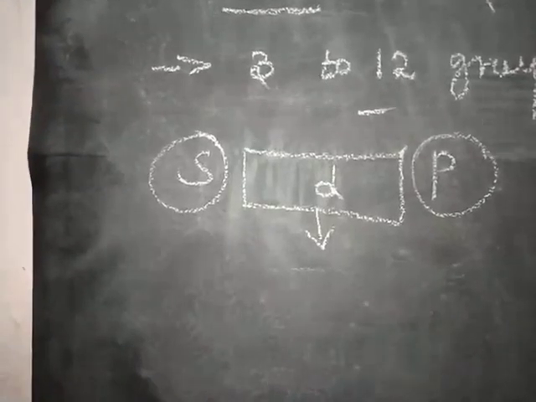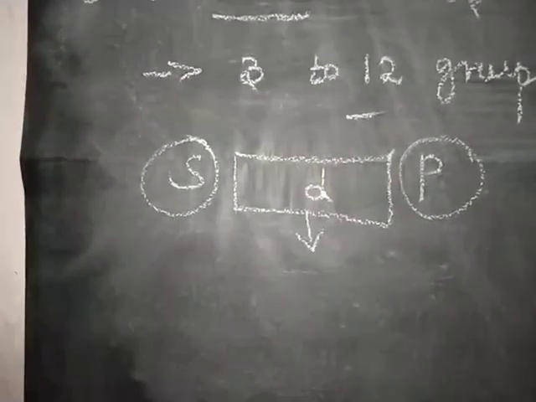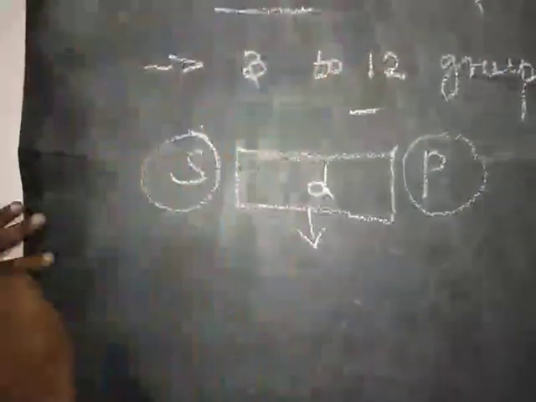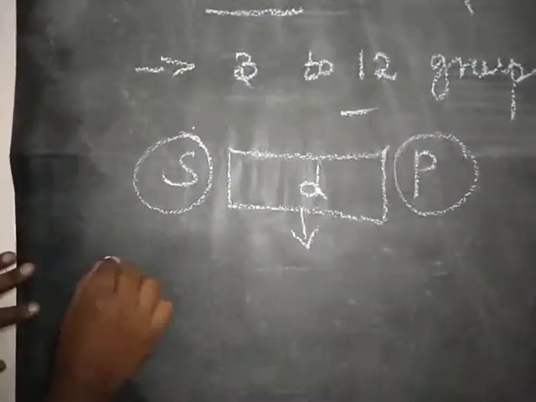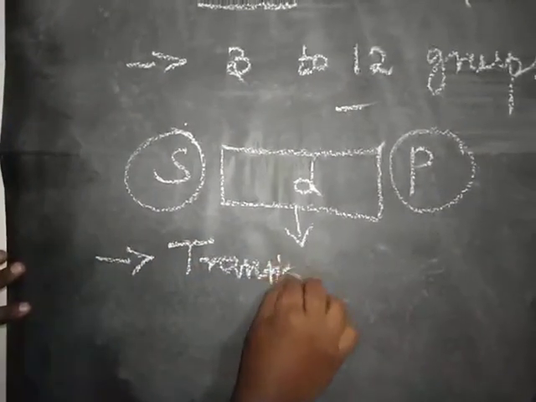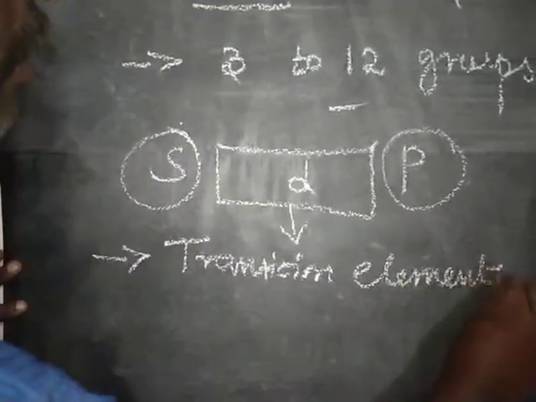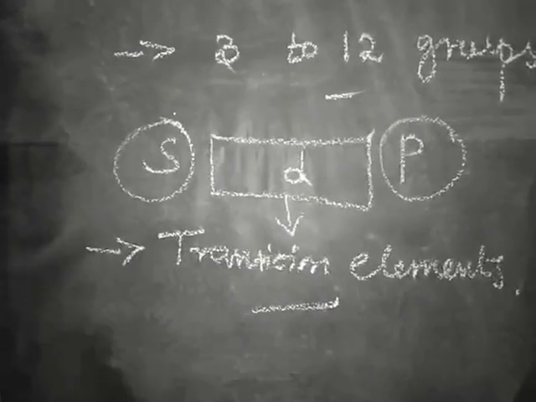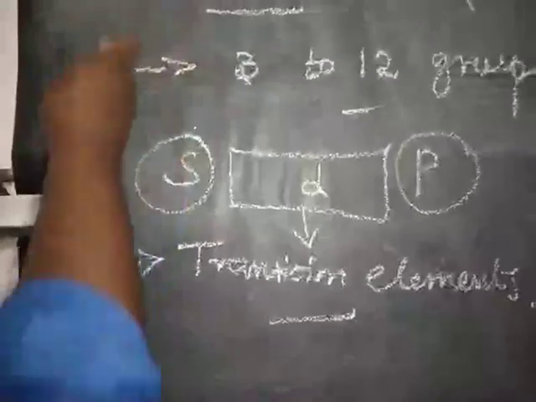The properties of the D block elements are in between the S and P block elements, so they are called transition elements. Transition elements. Next one, F block elements, the fourth one.